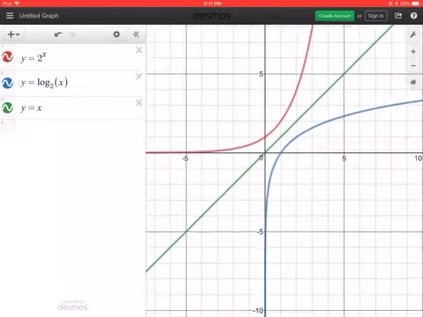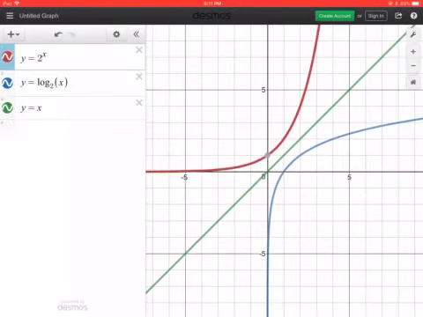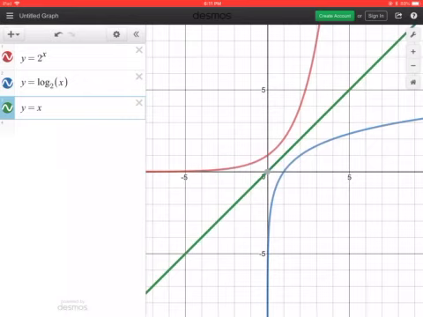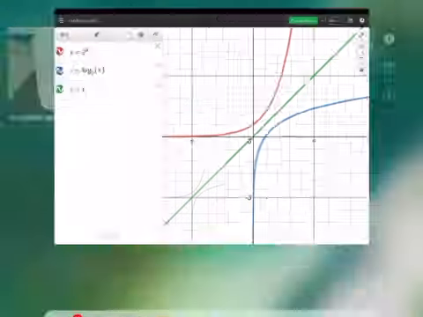And so this is because when they're reflected over the line y equals x, you have two functions that are inverses of each other. So just like x squared and square root of x would cancel each other out, 2 to the x and the log base 2 of x, those would cancel each other out as well. And so you're just left with x. So we're going to be looking at logarithmic functions today, which are the inverse of the exponentials you've been working with.